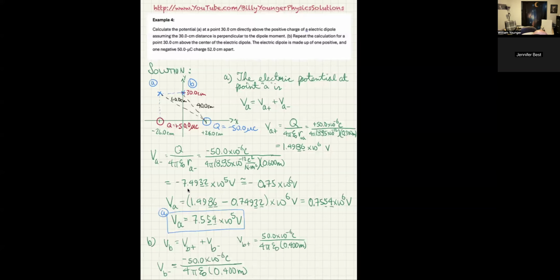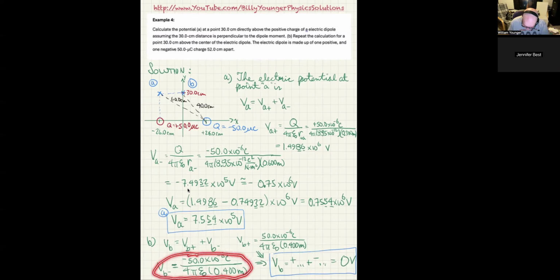Do you see what the two numbers are going to become? It's equal to positive dot dot dot plus negative dot dot dot, so it equals 0 volts. So that's the actual answer for part B, 0 volts. That's just because these two formulas are completely identical, except one has a negative charge on top and the other has a positive charge on top. Does that make sense, Jen?